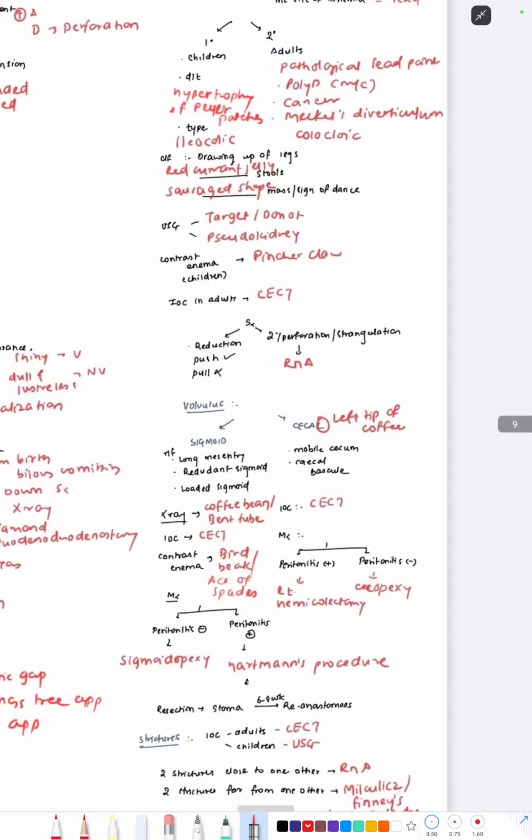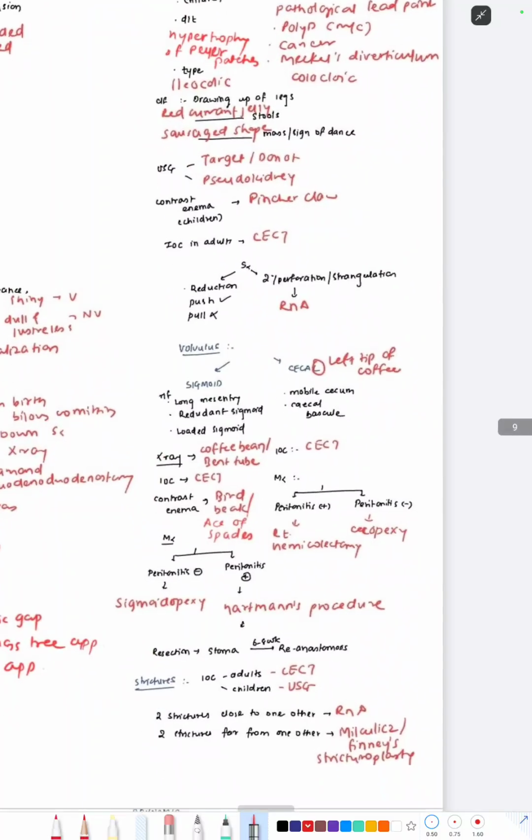For surgery, we have to reduce it. Reduction is done by pushing it and not by pulling it. In secondary, or perforation or strangulation, you have to go for resection and anastomosis.